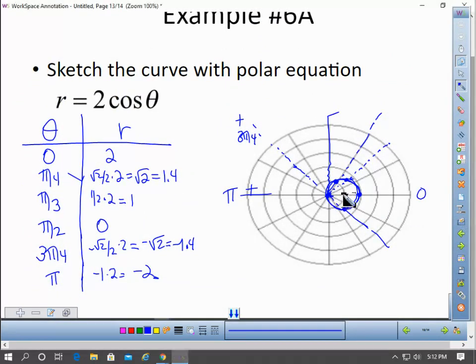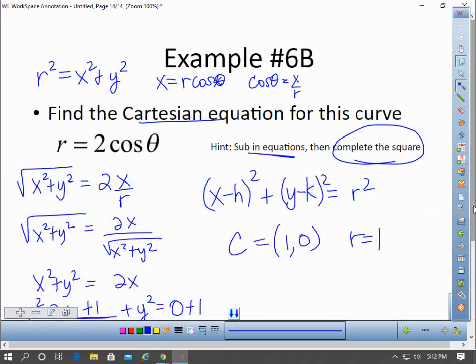Here's our center at 1, 0 with a radius of 1. So this circle has a center, if I think of this as the y and the x-axis using Cartesian coordinates, at 1, 0, and it has a radius of 1. And that's exactly what that circle is.